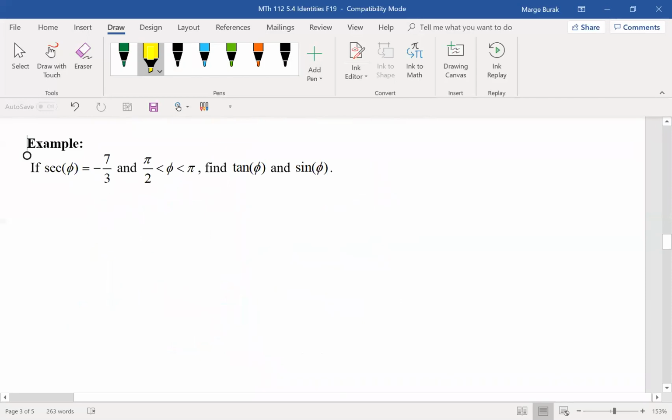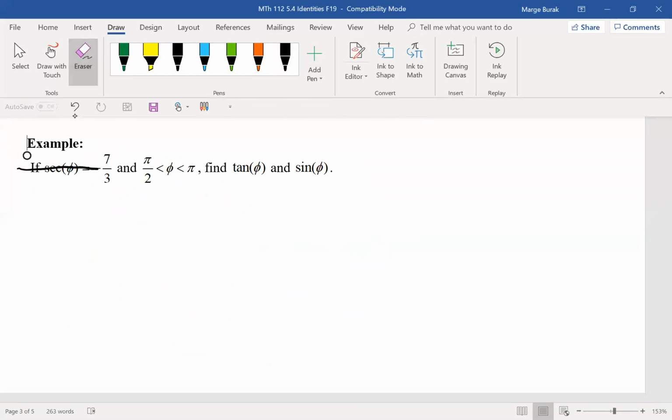Oh, here we go. All right, this is the clue. Your first clue is the secant is negative 7 over 3. Let's go with yellow. And theta is between pi over 2 and pi. And we're supposed to find the tangent and the sine. All right, so looking at our clues, if the secant is negative 7 over 3, the reciprocal is the one we care about, at least for me.